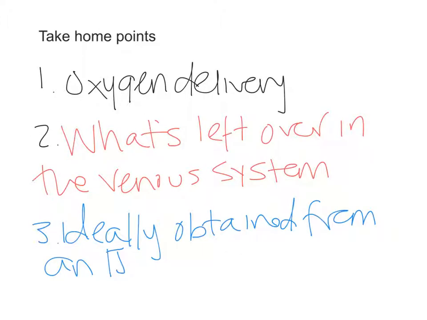Before we conclude this talk, I wanted to leave you with 3 take-home points about mixed venous sats. A mixed venous sat is used to determine oxygen delivery. It's what is left over in the venous system after all the blood has gone through and delivered oxygen to the tissues. It is ideally obtained from the pulmonary artery, but when you don't have a pulmonary artery catheter in place, it can be obtained from an IJ catheter that sits in the right atrium.